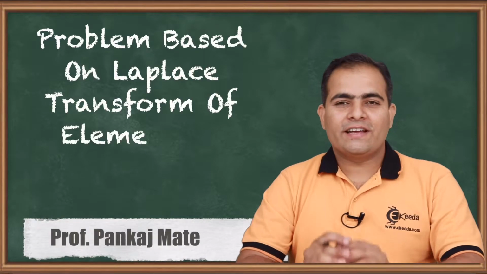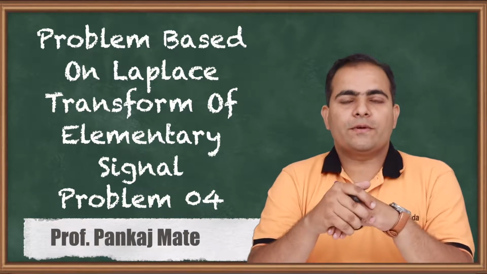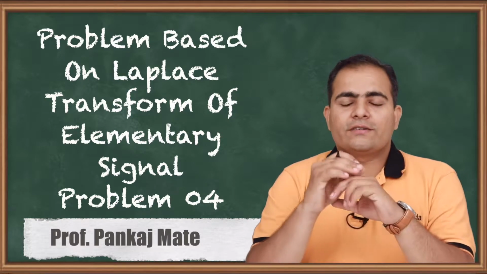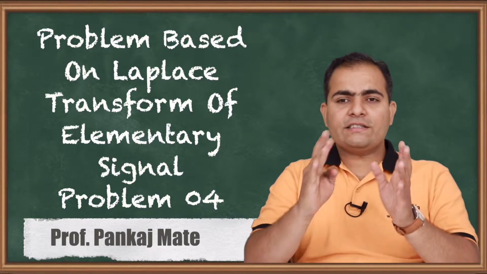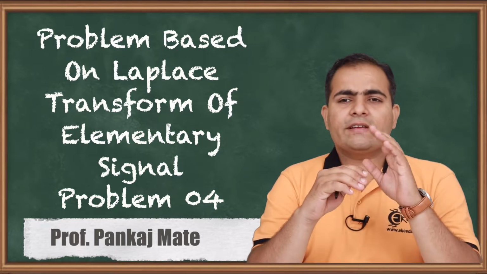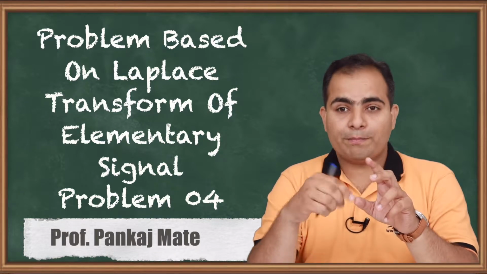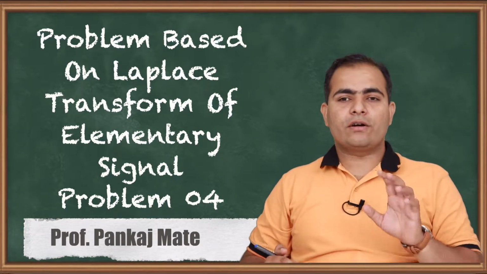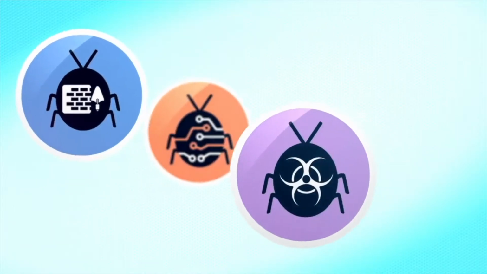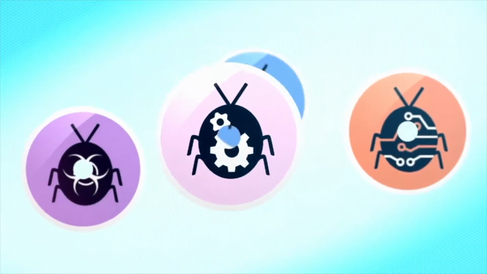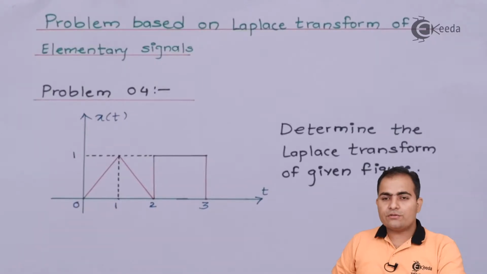Hello friends, and today's topic is problem number 4 based on the Laplace transform of elementary signals. Now, in today's example, my question consists of two ramp waves having positive slope and negative slope, and after that it is a combination of two slopes plus one step signal or a square signal. So first of all, just go through that question.